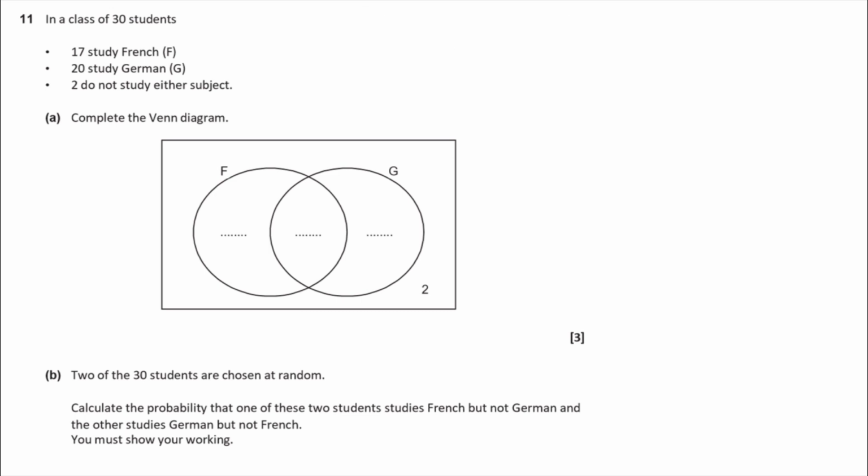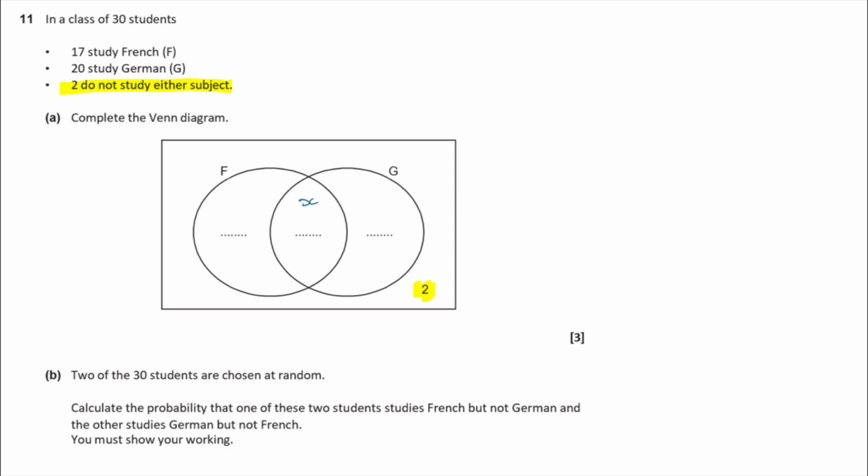Question 11. In a class of 30 students, 17 study French, 20 study German, 2 do not study either subject. Complete the Venn diagram. Well, the 2 is already on there, I can see it down there, so that one's already been done. We need to put in the French and German students. The problem here is we don't know how many are in the overlap. So I'm going to start off by saying in the overlap there are x students.